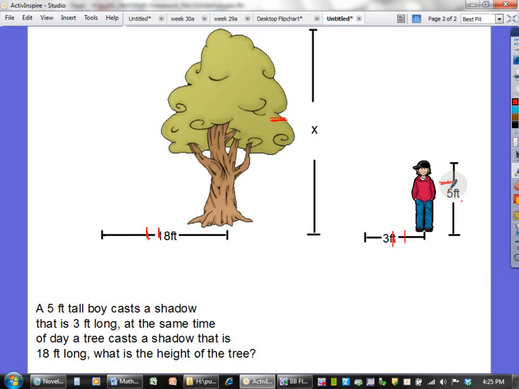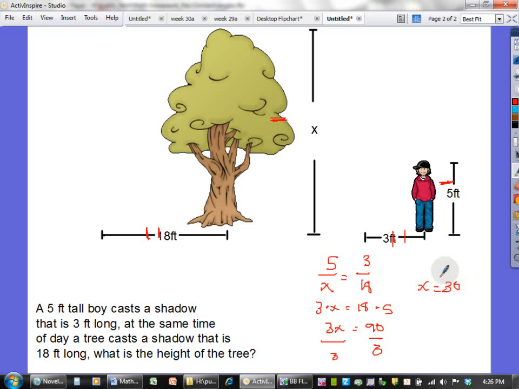So let's go ahead and set up a proportion. I would say 5 feet over x, because that's the height of the tree, equals 3 feet, which is the boy's shadow, over 18 feet. And then once again, 3 times x equals 18 times 5, and then 3x equals 90. Divide both sides by 3 to get x equals 30.